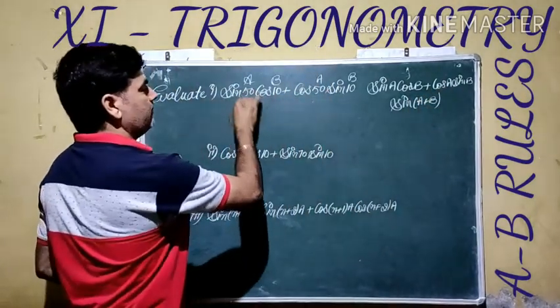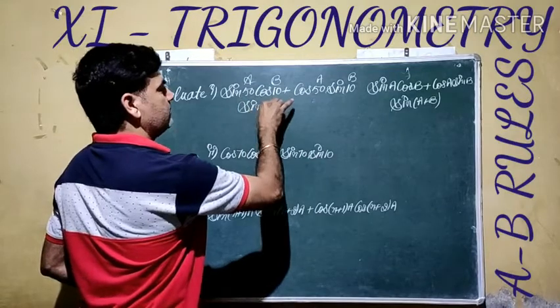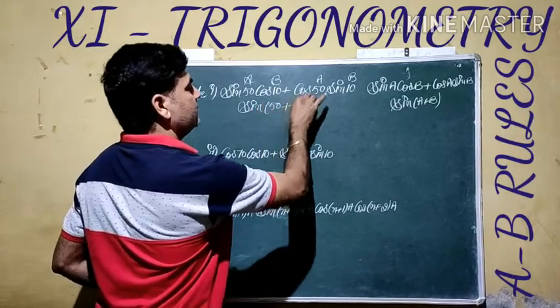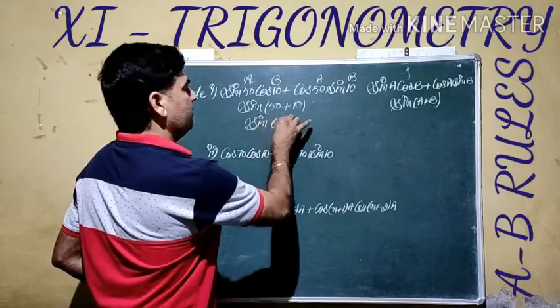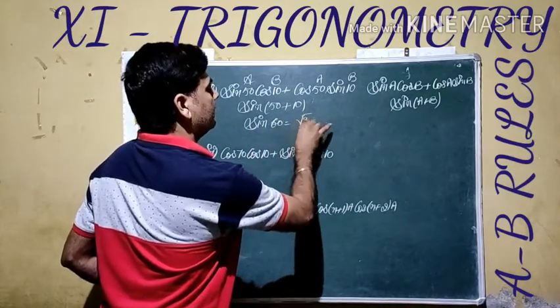Here A is replaced by 50 and B is replaced by 10. We get sin 60. Sin 60 we can write from the table as square root 3 divided by 2.